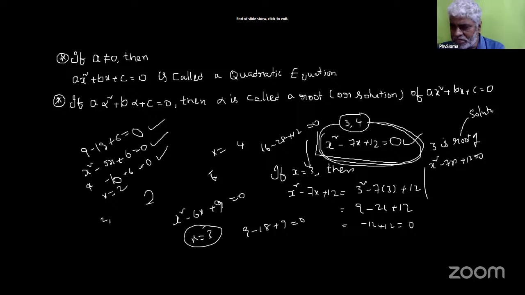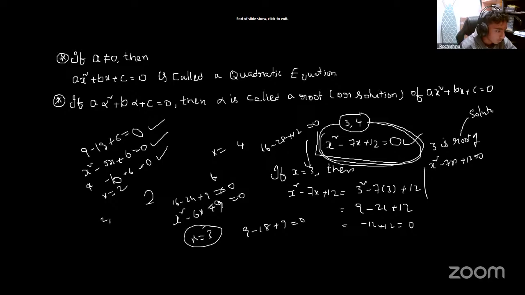In the previous 2 equations, we found 2 roots, right? It's 4. I think that 4 is the root of it. 16 minus 24 plus 9. 16 minus 24 is minus 8. Minus 8 plus 9 is not equal to 0. So 4 is not a root of it.